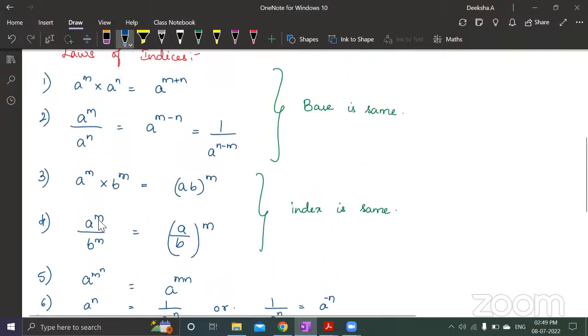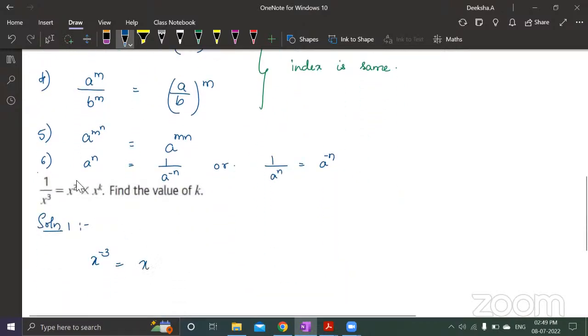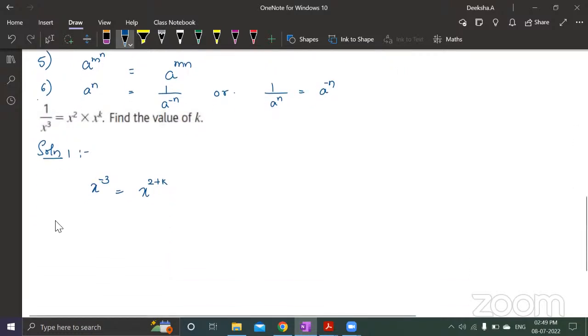I will use this for this rule. First rule, a power m into a power n, base is same and we are multiplying it. So we need to add the powers, right? So I will use that. So this is going to be x power 2 into x power k, which is x power 2 plus k. Now in both the sides, base is same. So we can equate the powers. So which implies minus 3 is equal to 2 plus k. So what is k? 2 goes to LHS. It becomes minus 2. Minus 3 minus 2 is minus 5.